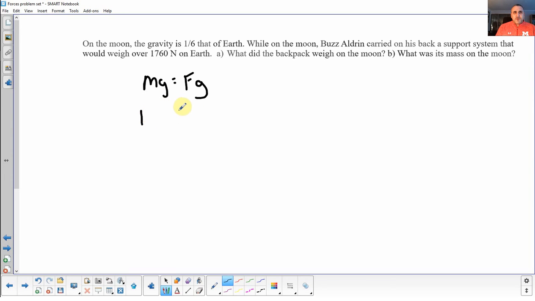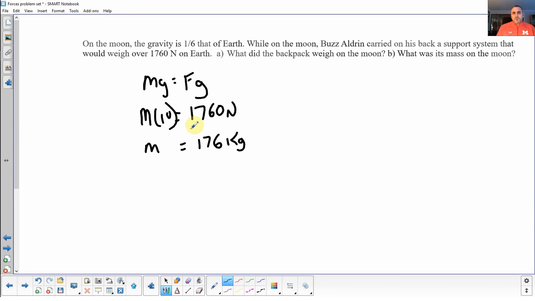So on Earth, mg equals Fg, and the mass is what we're looking for. So 1760 newtons equals the mass times 10. So the mass of this backpack was 176 kilograms. And the mass doesn't change. So on the moon, on Earth, on Jupiter, near the sun, it's always 176 kilograms.